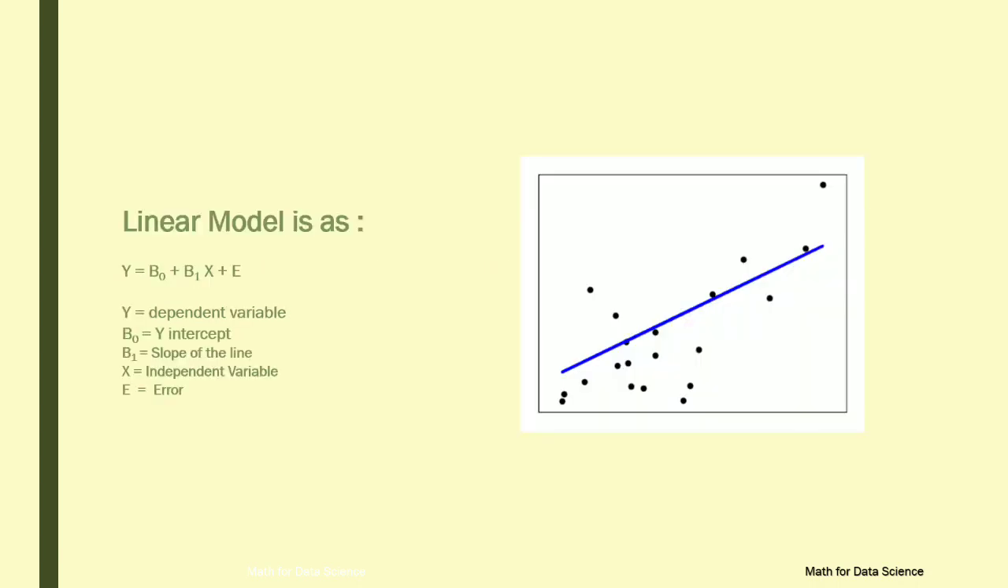Now, a linear model is represented as y is equal to b0 plus b1x plus e. y is the dependent variable. This is dependent because it is depending on the independent variable x as per this equation. b0 is my y-intercept, b1 is the slope of the line, e is the error term and x is my independent variable.